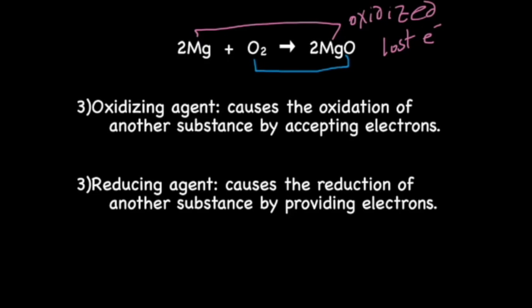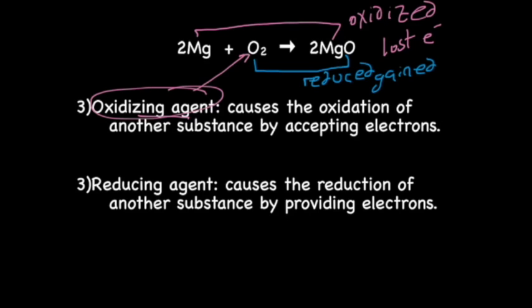Oxygen was reduced because it gained electrons, in this case 2 electrons. Where did it gain the electrons from? Well, from magnesium. So an oxidizing agent is the thing that causes the oxidation of the other substance by accepting electrons, which means that the oxidizing agent in this case is oxygen. Oxygen is the oxidizing agent. Because of oxygen, magnesium lost 2 electrons.